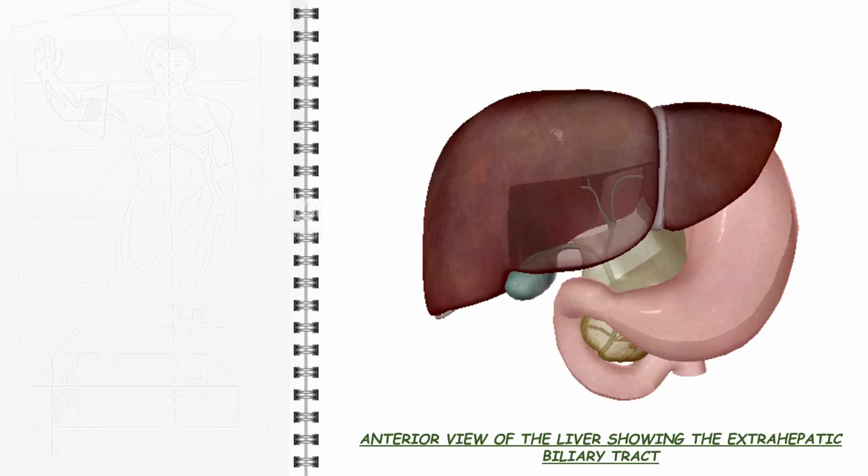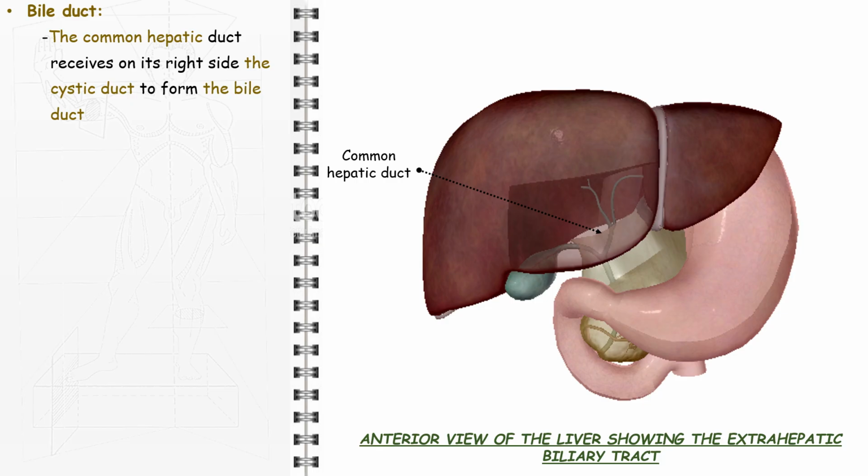The bile duct results from the union of the right side of the common hepatic duct with the cystic duct, usually after about 3 cm, 1 cm above the duodenum. It is 8 cm long and 8 mm wide and is classically divided into thirds.